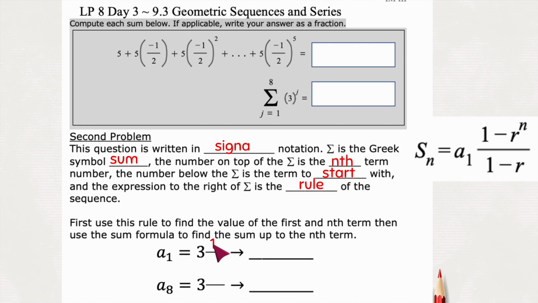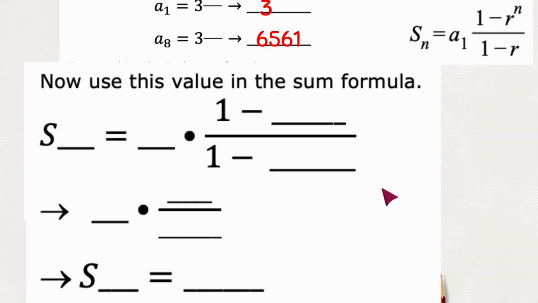So I have 3 to the first power, and I get 3. And I have 3 to the 8th power, and I get 6,561. All right, so now I'm going to take that and plug it into my sum formula. So I'm going to find the sum of the first 8 terms. I'm going to multiply by my first term here, which is 3. I'm going to do 1 minus r to the nth power, which is that 6,561 that we just found. So I just did that ahead of time. And then 1 minus my common ratio, which is 3.